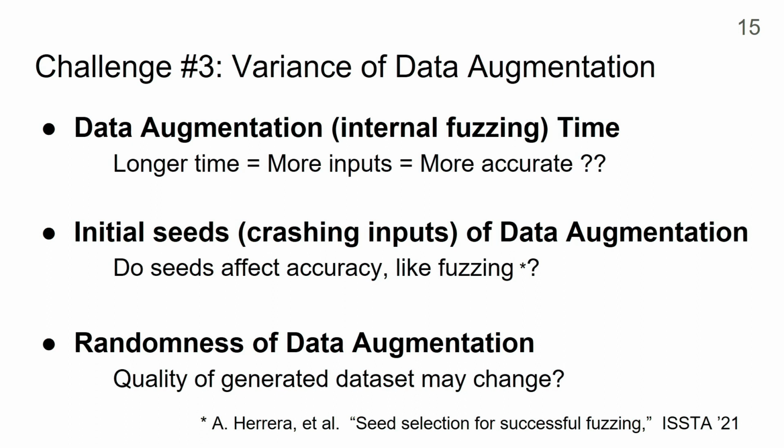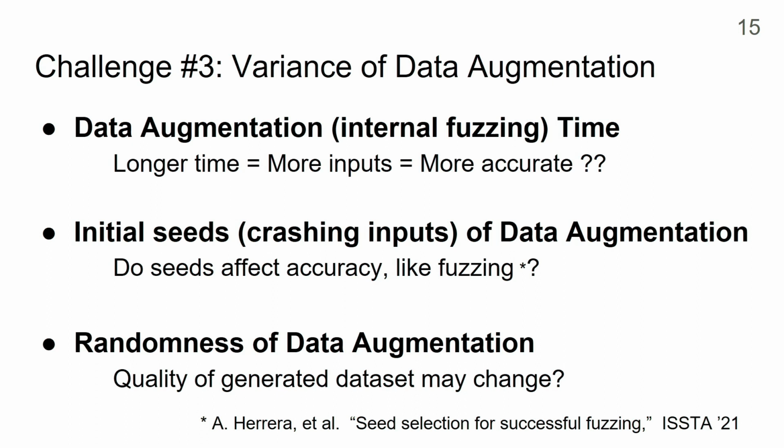The first factor is time spent in data augmentation. A larger data augmentation time, which means a longer time of fuzzing, may increase the diversity of program inputs. However, how a diverse and larger dataset affects the result of feature extraction is still unclear.